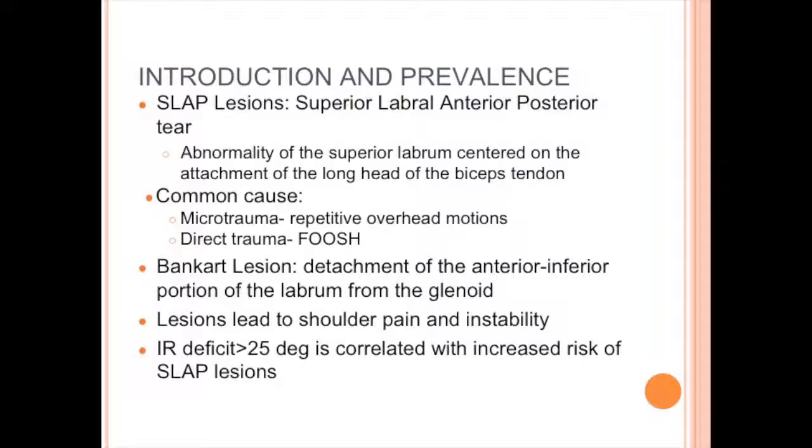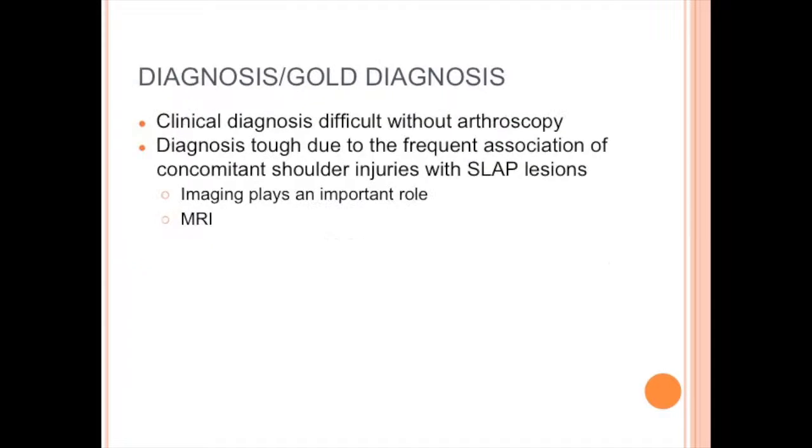Direct trauma could be something like FOOSH, which is fall on outstretched hand, or microtrauma, which can be repetitive overhead motions. Another type of labral tear is called a Bankart lesion, which is where you detach the labrum from the anterior inferior portion of the glenoid fossa. These lesions lead to shoulder pain and instability, and an internal rotation deficit greater than 25 degrees is correlated with increased risk of SLAP lesions.